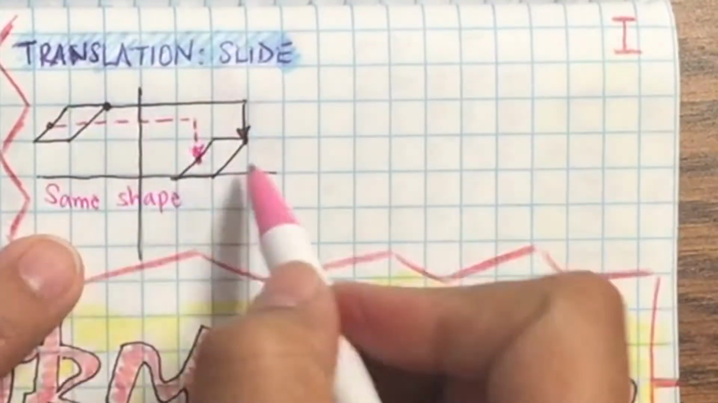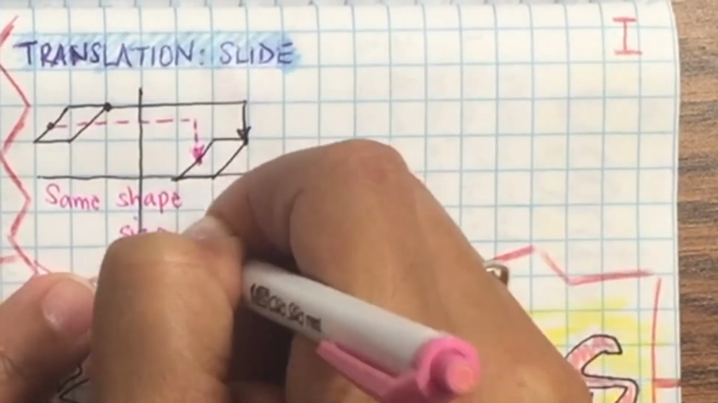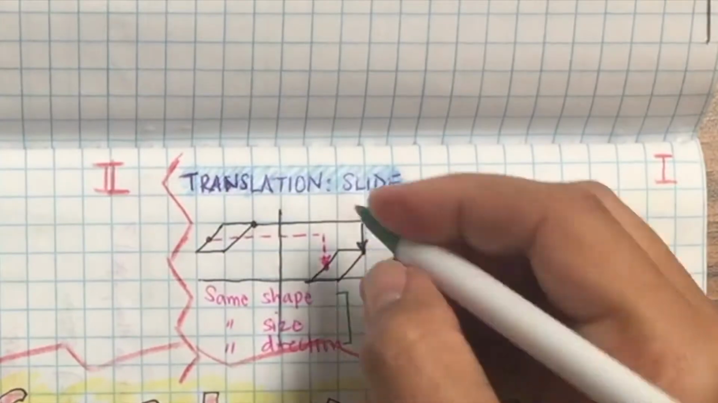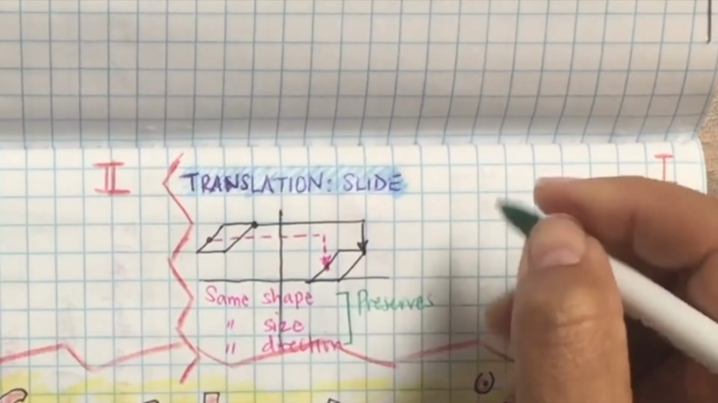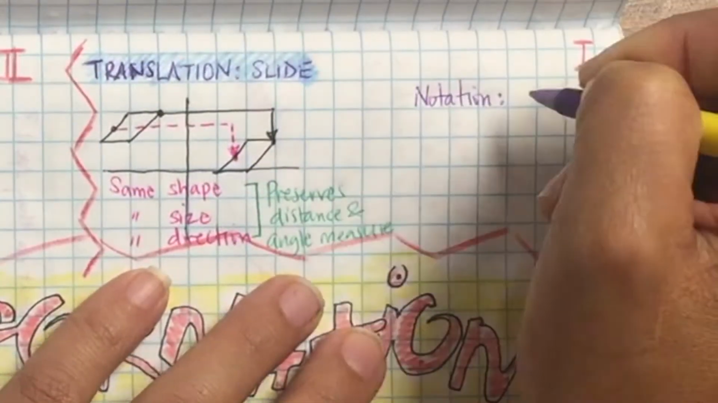Alright, so we're just going to write that down. Same shape, same size, same direction. And what that means is it preserves distance and angle measure. This is a listening check. Color only the word preserves.